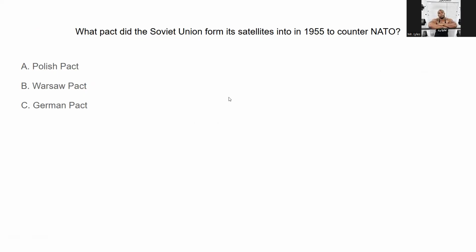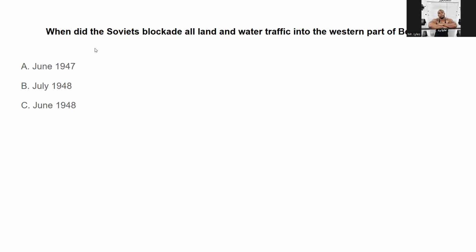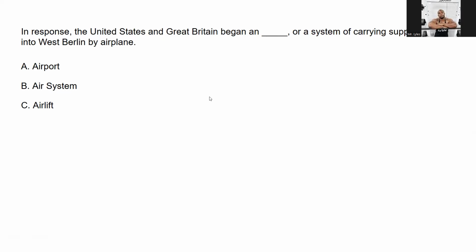What pact did the Soviet Union form its satellites into in 1955 to counter NATO, the North Atlantic Treaty Organization? That was the Warsaw Pact. When did the Soviets blockade all land and water traffic into the western part of Berlin? 1948. By the way, I don't like that question. I wouldn't sweat it. In response, the United States and Great Britain began an airlift, a system of carrying supplies into West Berlin by airplane. What did they begin? They started airlift.